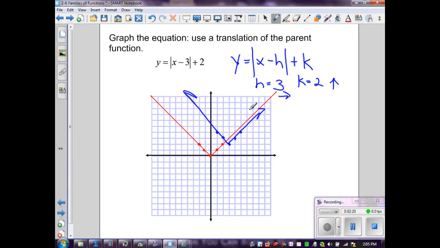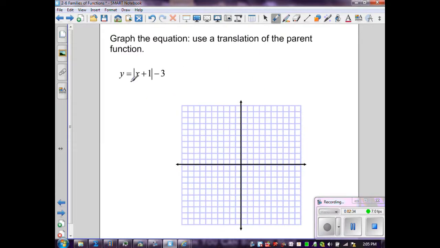And that gives me the function y equals the absolute value of x minus 3 plus 2. So as long as I know my parent function, I can generate my translation of the function given to me very quickly. Here they want us to translate y equals the absolute value of x plus 1 minus 3. I don't have my parent function graphed, but I do know that my parent function for y equals absolute value of x is (0, 0), (1, 1), (2, 2), (-1, 1), (-2, 2).